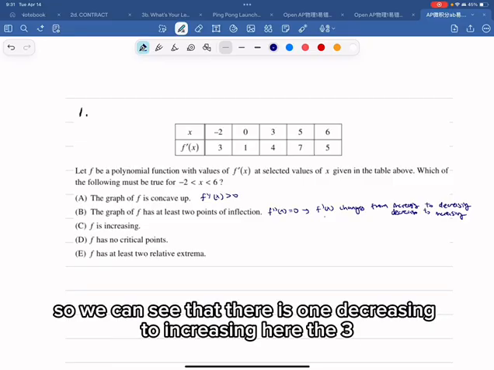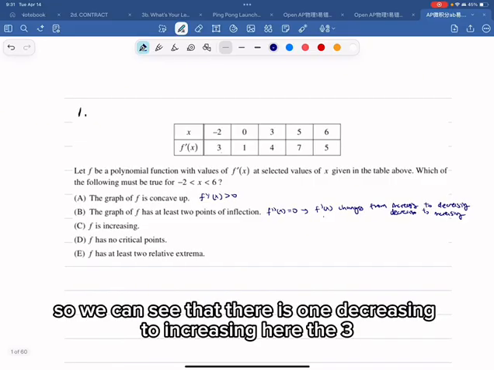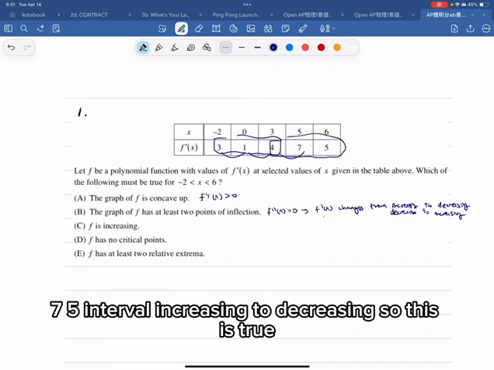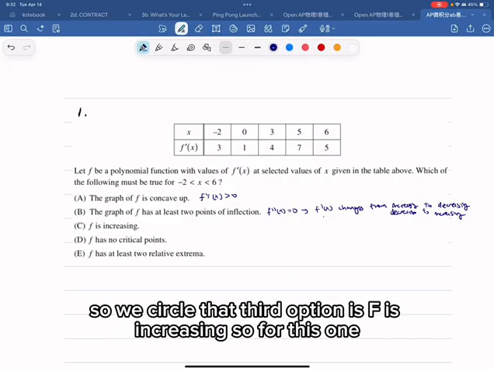We can see that there is one decreasing to increasing here, the 3, 1, 4 interval, and then there's another one in the 4, 7, 5 interval, increasing to decreasing. So the second option is true, so we circle that.